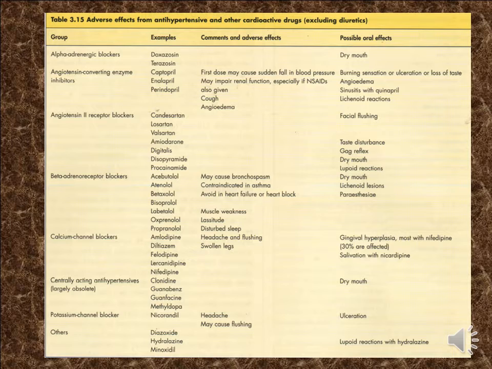Another group, the centrally acting antihypertensive drugs like clonidine, has the oral side effect of dry mouth. Potassium channel openers like nicorandil lead to headache, may cause flushing, and its oral effect is ulceration.